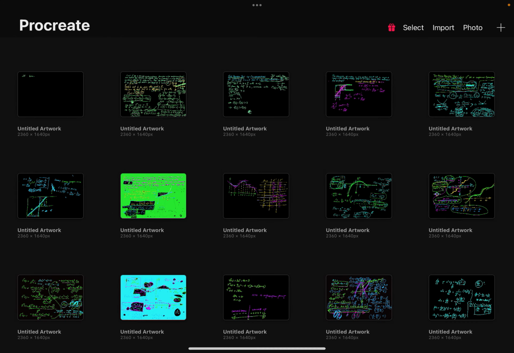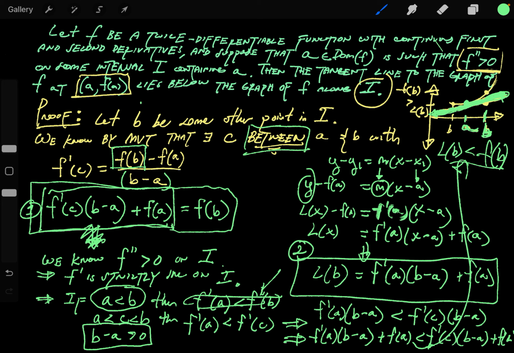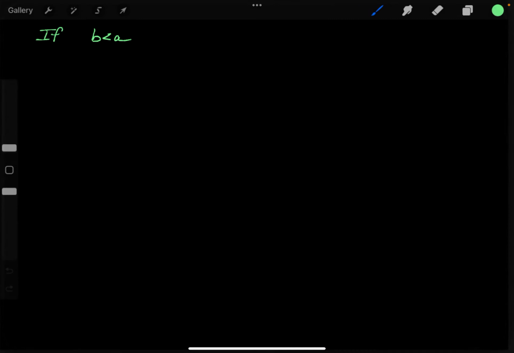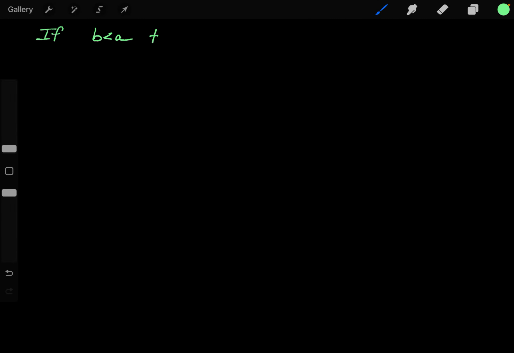Okay, so if B is less than A, let's write down what we have so far. We got this equation and this equation. If B is less than A, then C is between these two, so it looks like this. Then that means you have f prime of C less than f prime of A.